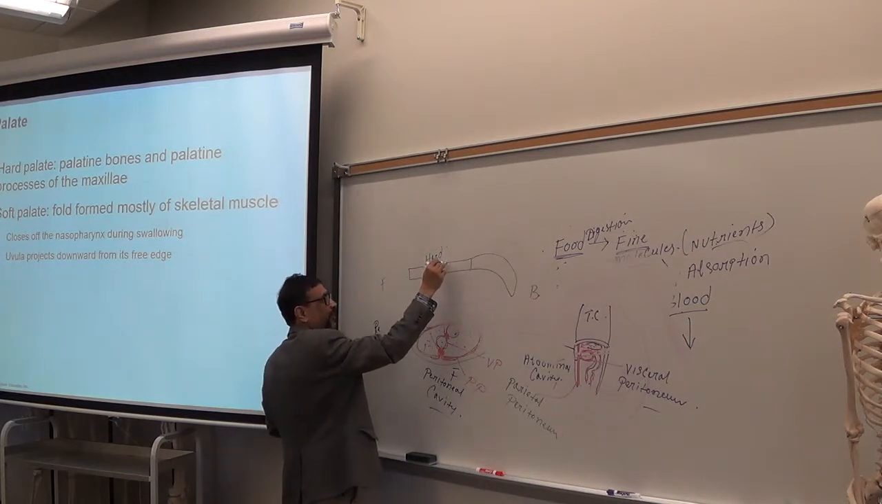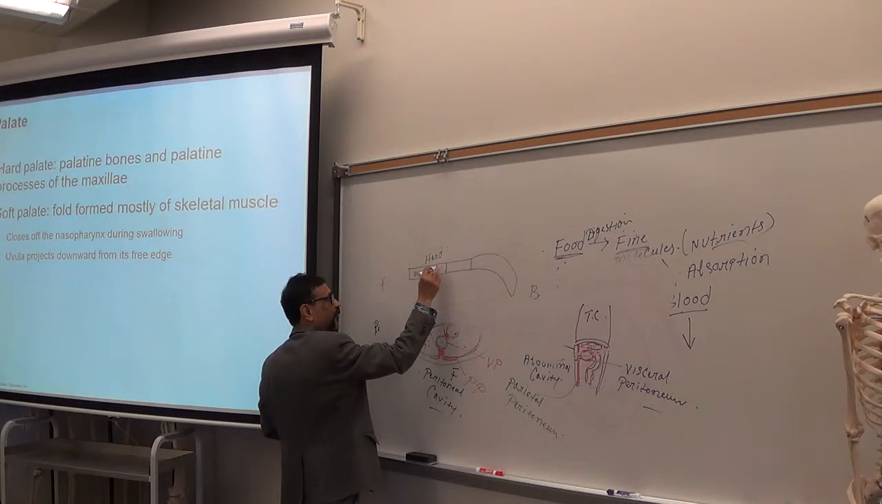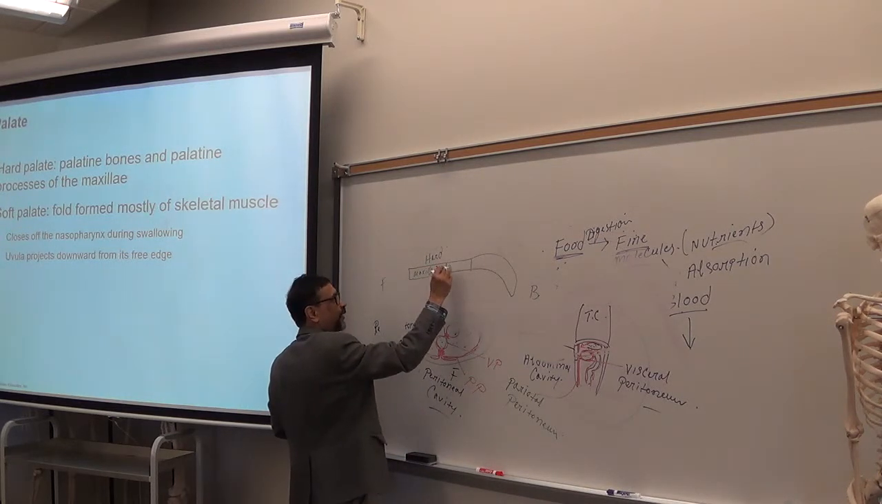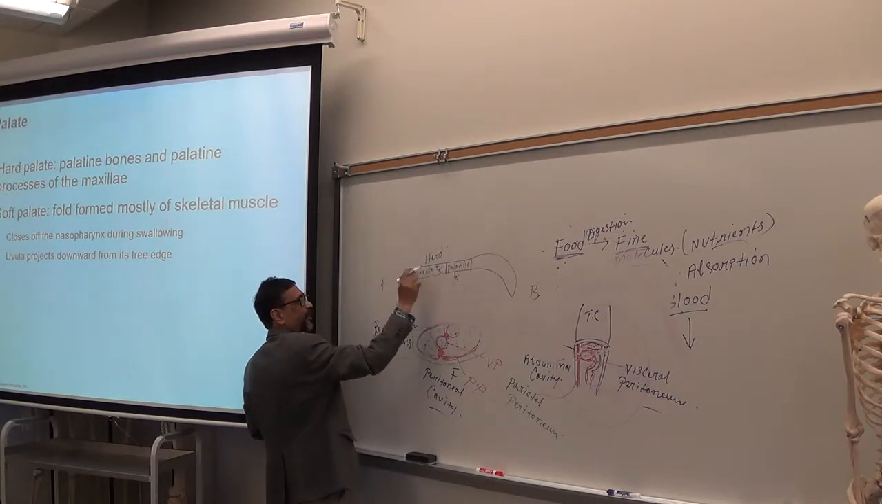The anterior two-thirds of the bony part is formed by the maxilla. The posterior one-third is formed by the palatine bone. So this is the hard palate, this part.